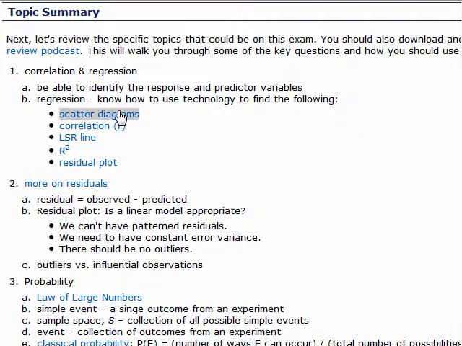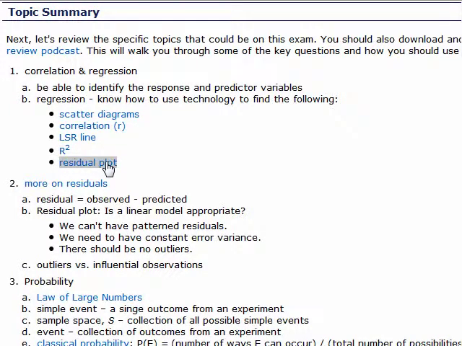So regression, you need to be able to make a scatter diagram using the technology of your choice, either Excel 2007 or StatCrunch. You need to be able to calculate the linear correlation coefficient, R. You need to be able to find an equation for the least squares regression line. Again, using technology. All this using technology. Don't try to do any of this by hand. R squared, the coefficient of determination. You need to know how to calculate that. You need to know what it means too. Click on the link if you want a refresher of that.